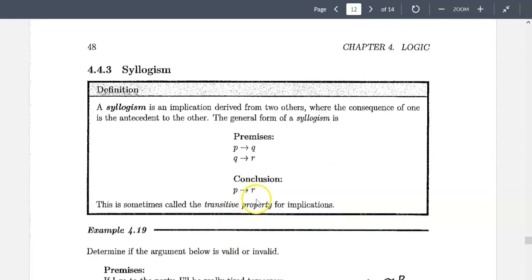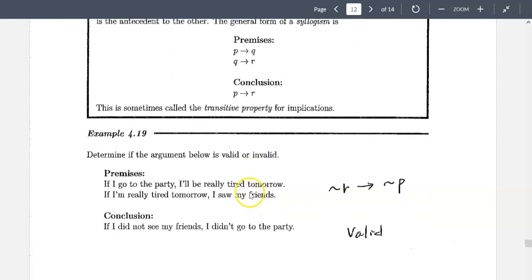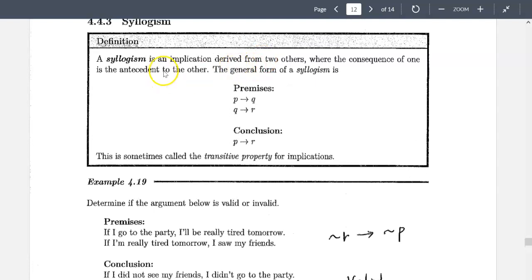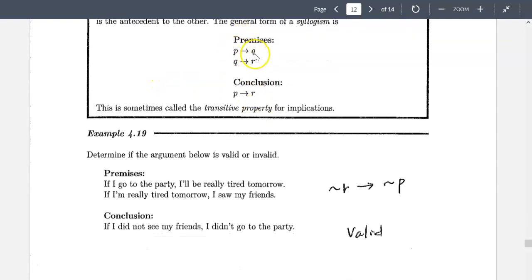Now the syllogism, right? We've done this. This is a famous syllogism. Here's another argument. We call this argument syllogism: if P then Q, if Q then R, therefore P then R. We've done this in geometry. We've done this in the transitive property. For example, if A equals B, and B equals C, therefore A equals C. You've heard that before. Same thing here.